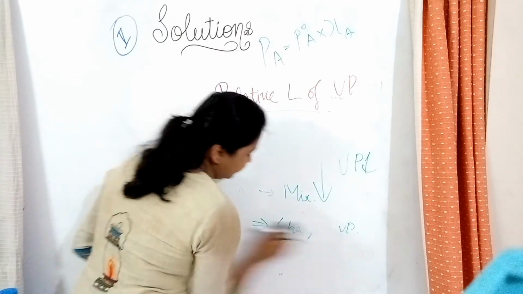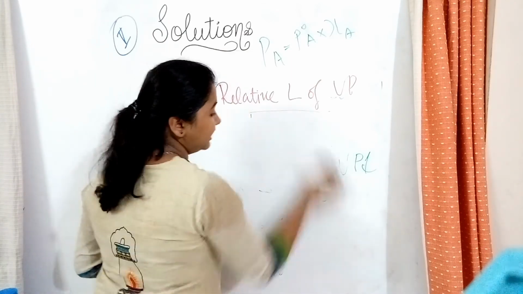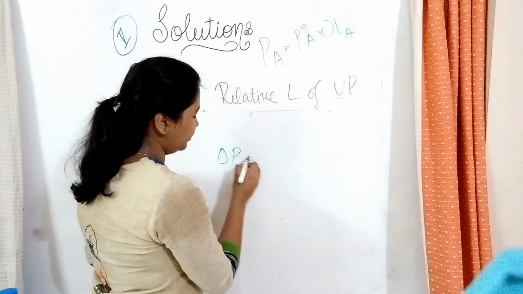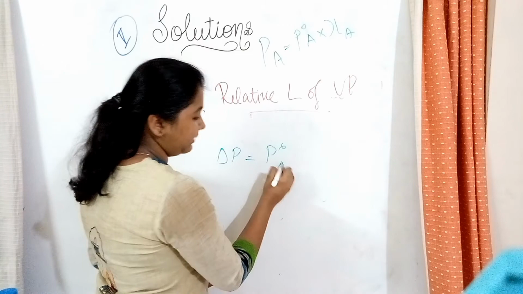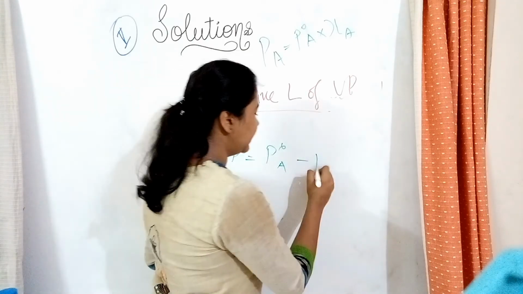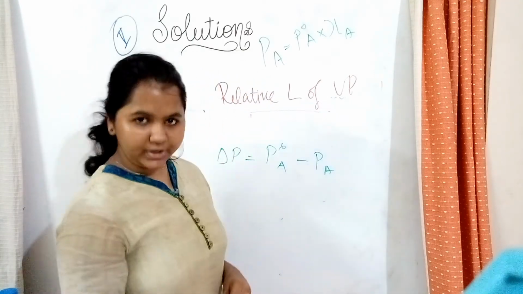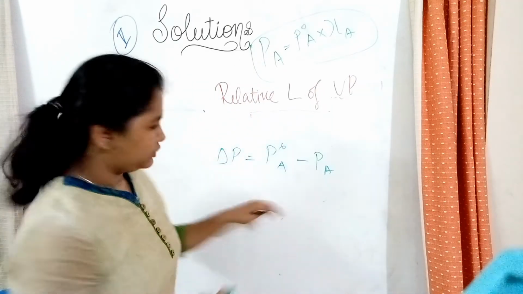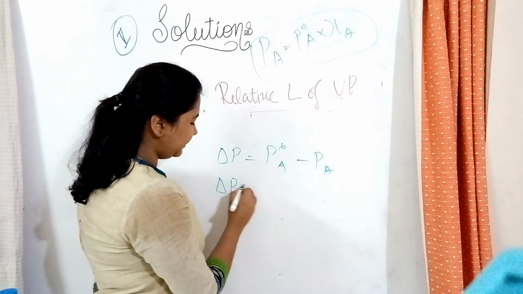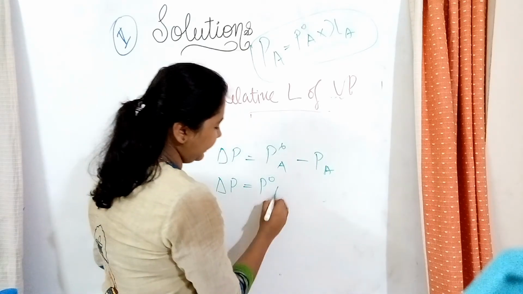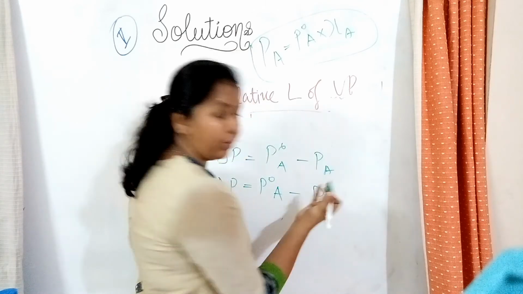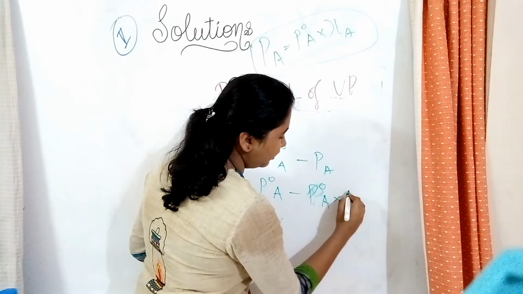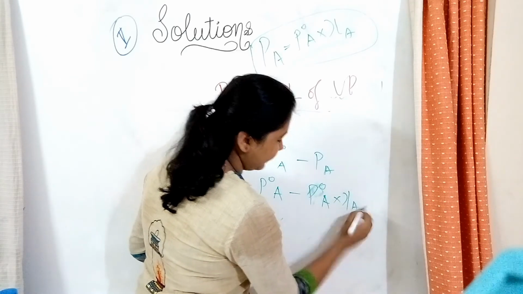So let's take, how do you write the change in the vapor pressure? Delta P is equal to what? P0A, because P0A is greater, minus PA. Okay. Now let's equate Raoult's law to this equation. So delta P is equal to P0A minus what? P0A into chi A. Am I right?